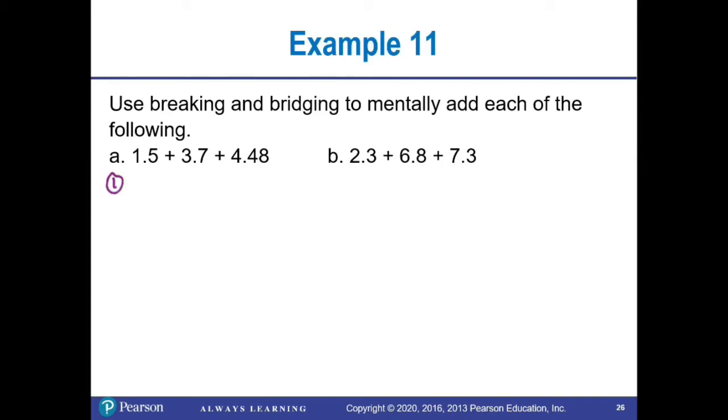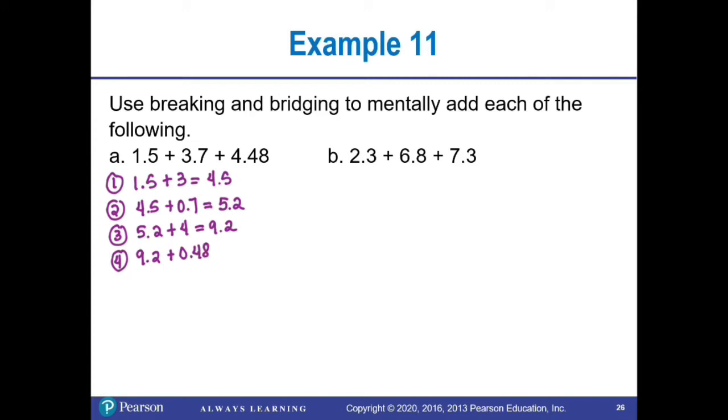So my first step is I add 1.5 plus 3. That gives me 4.5. Then I take the 4.5 and I add the 0.7. That gives me 5.2. The last number is 4.48. Again, I want to break and bridge. So I break the number into 4 plus 0.48. So I have 5.2 plus 4, which is 9.2. And then I have 9.2 plus 0.48, which is 9.68. And so my final answer is 9.68.